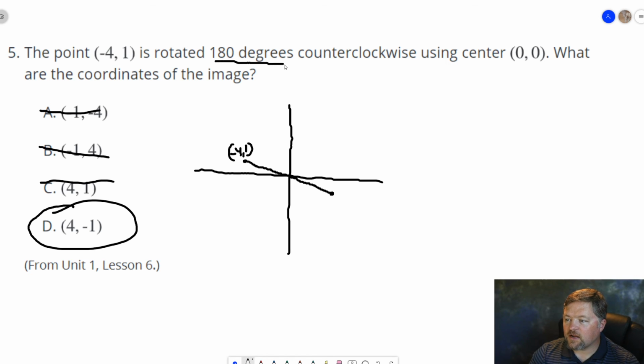A 180 degree rotation around the origin. What happened to go from negative 4, 1 to 4, negative 1? All that really happened is we changed the sign of both of these values. Negative 4 became positive 4, 1 became negative 1.